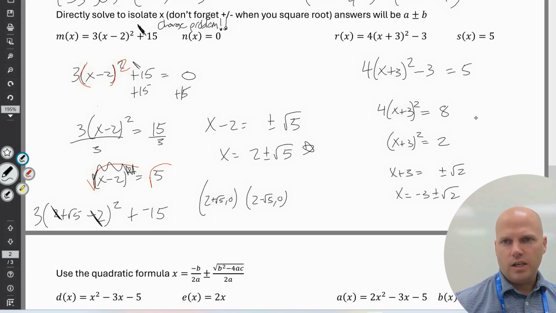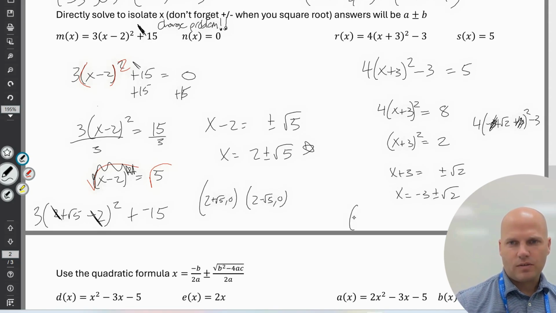If you plugged in minus 3 plus root 2, and then you add 3 and you square it, you subtract 3, the negative 3 and the positive 3 are going to go away. The root 2 squared is 2. 2 times 4 is 8. 8 minus 3 is 5. So you get both of these.